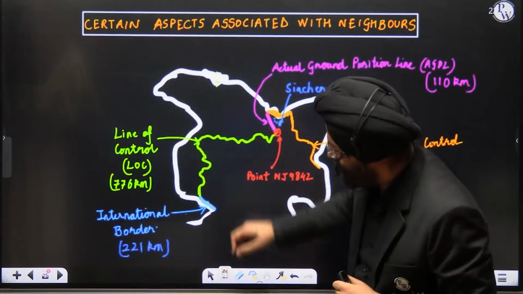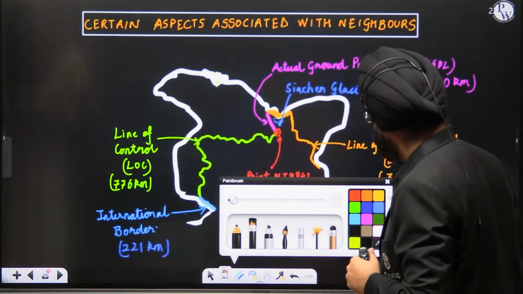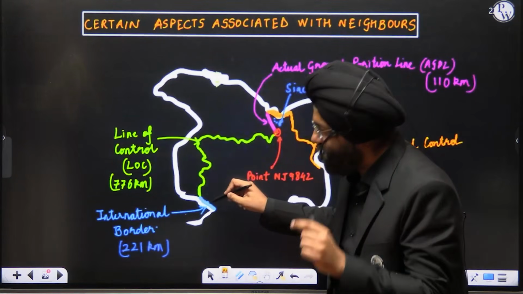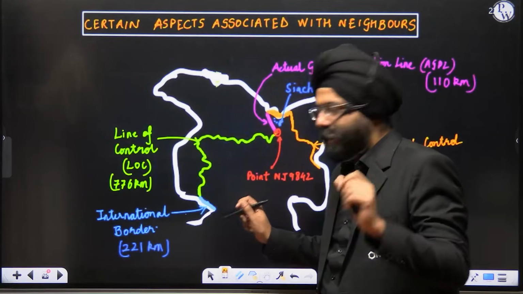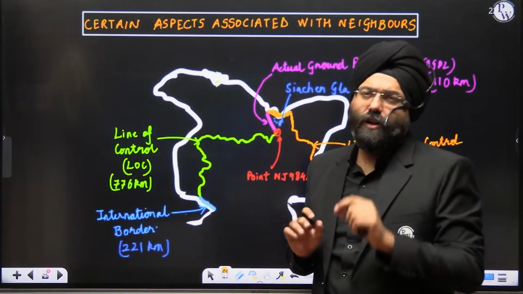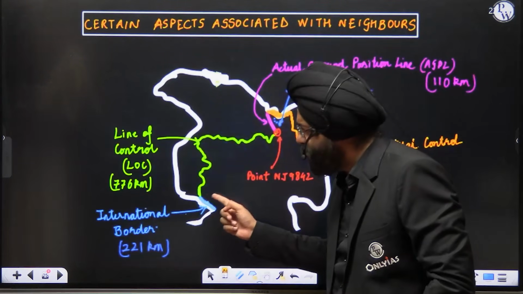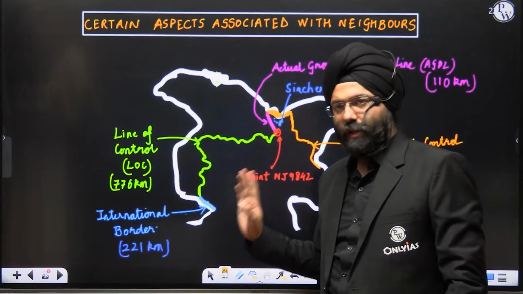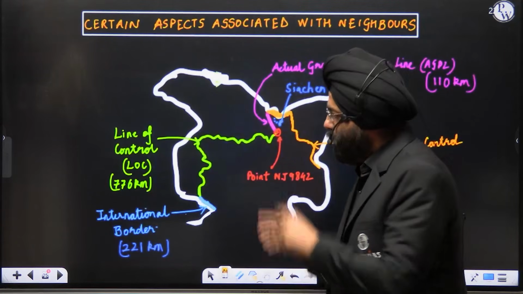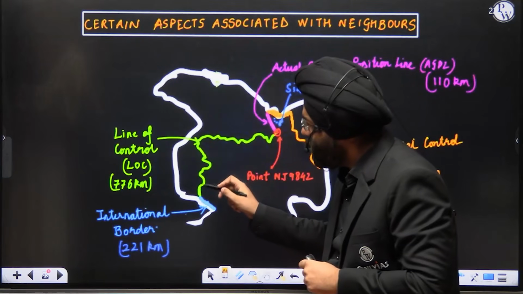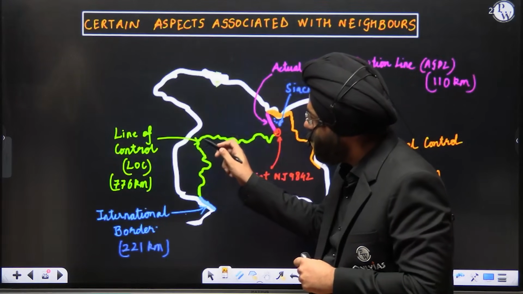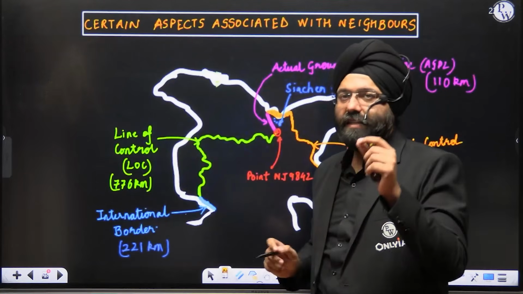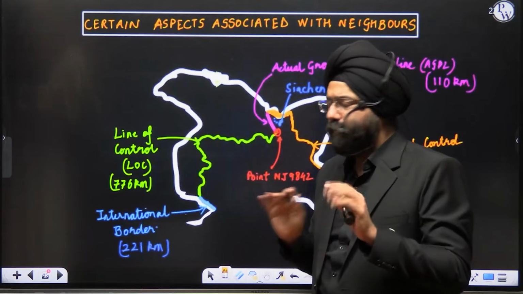Post that, this region of Jammu, please understand this very well. This is the region where Jammu is also here. This is known as the international border, 221 kilometers. Why is it called the international border? Because there is no dispute with respect to India and Pakistan in this particular border. Clear? There is no dispute. Now, when we move ahead, we realize that this line which you see in the form of green is known as LOC, line of control, 776 kilometers. We'll understand them also. Line of control.